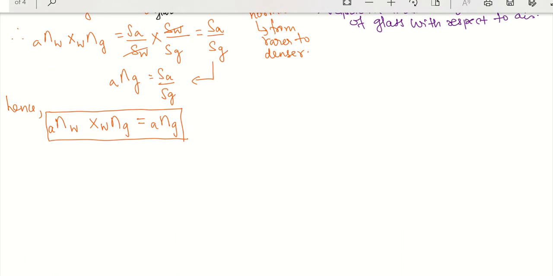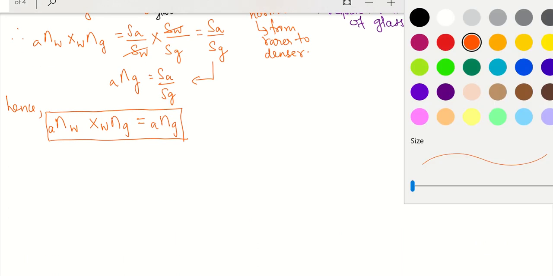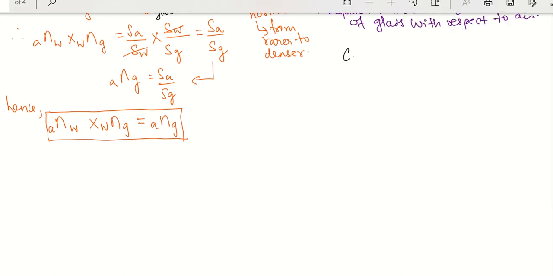Okay, so I will begin next the critical angle. Let's see, critical angle we have done up there. Let us do now total internal reflection.